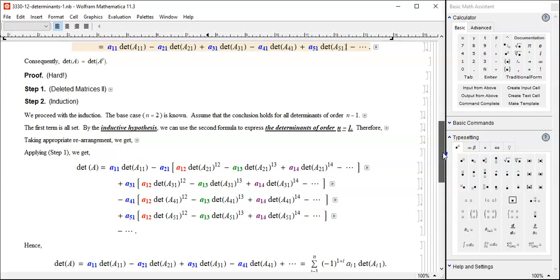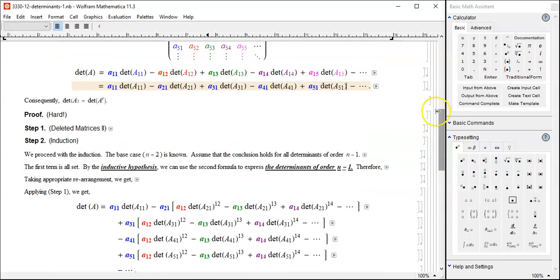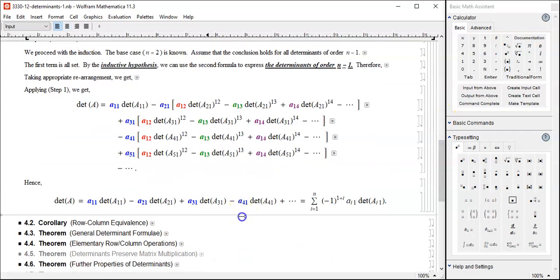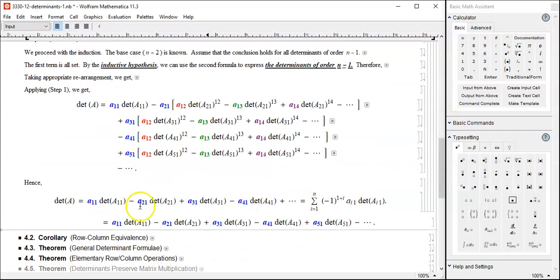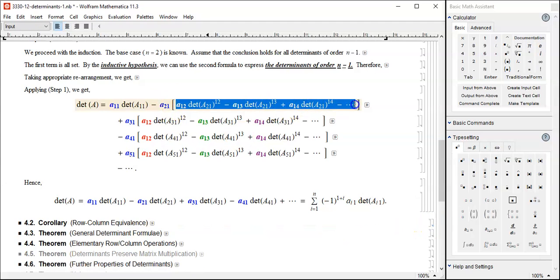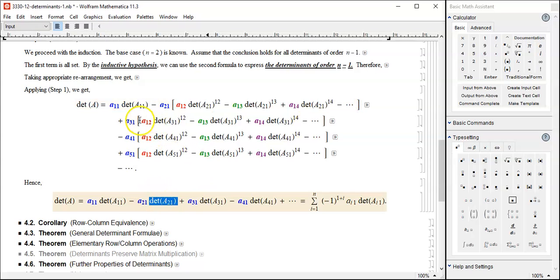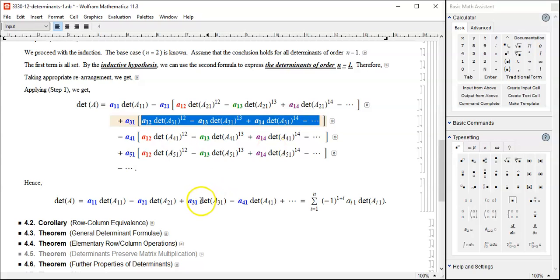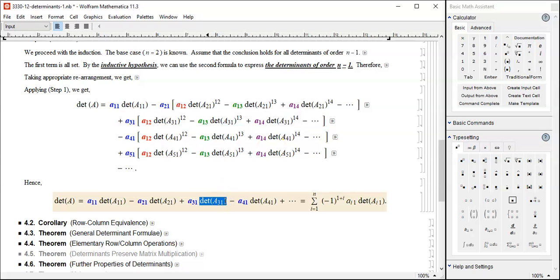Let's see. Can I put those in the same viewing window? Maybe not. So let me just copy and paste this. You see? This and that exactly the same. So we got what we wanted. Of course, does everybody understand why this is equal to determinant of A21 and this is equal to determinant of A31 and so on? In case you didn't understand, let's go.